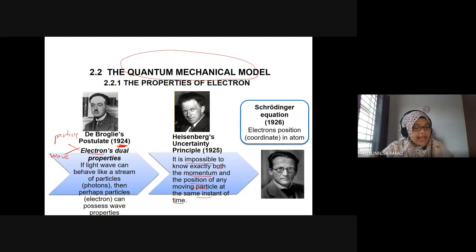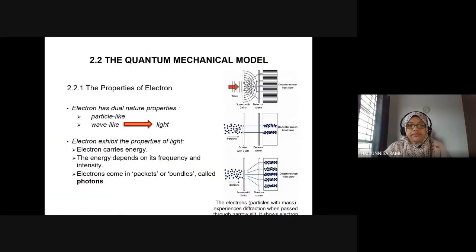So a year after that, Schrodinger came out with the equation, from which we get the position or coordinates of the electrons in the atom. We combine these together and they came up with the quantum mechanical model. The properties of electrons, as I mentioned previously, have a dual nature, particle-like and wave-like. It is a particle, but it can move and behave as a wave also.